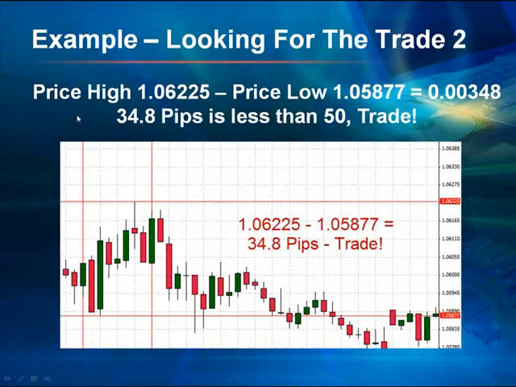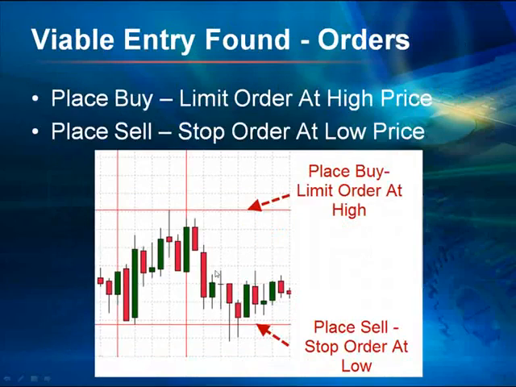We leave this trade alone. Looking at the next example, here's another chart where we've done the same thing. We've drawn our horizontal lines and our vertical lines, and again we subtract the high price point, 1.06225, from the low price point, 1.05877, and in this case that equals 34.8 pips, or 0.00348, which is obviously less than 50, so at this point we would make the trade.